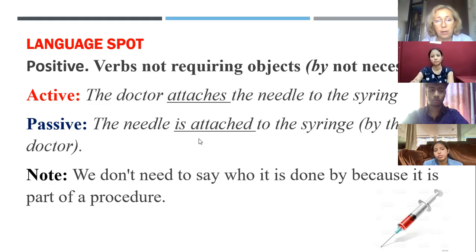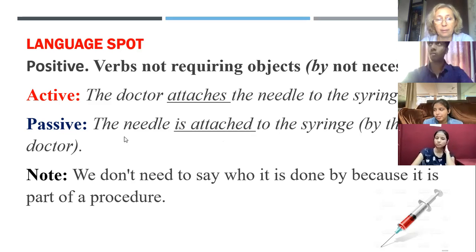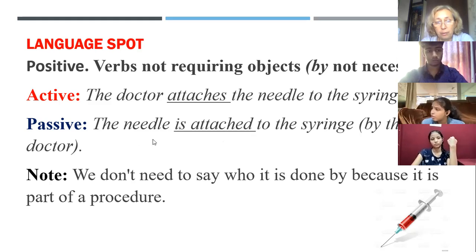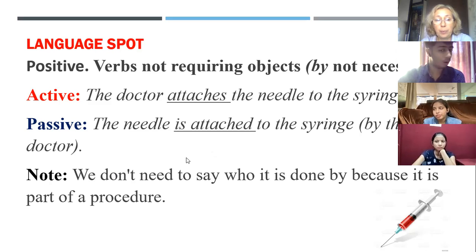And so here the needle didn't do it itself. The action was made by somebody else, by the doctor with the needle. That is why, if we place the needle at the beginning of the sentence, we need to use it. So the verb in the passive voice is attached. And the note here, we don't need to say who it is done by, because it is part of a procedure. And it's not necessary, it can be done by different people. I mean, by a doctor or somebody else, yeah?